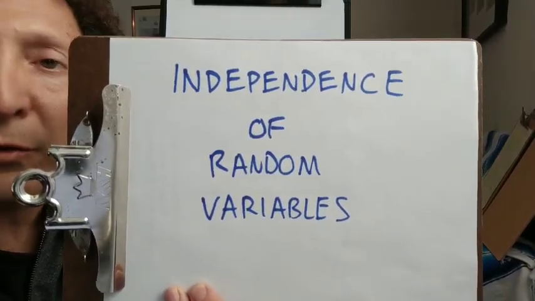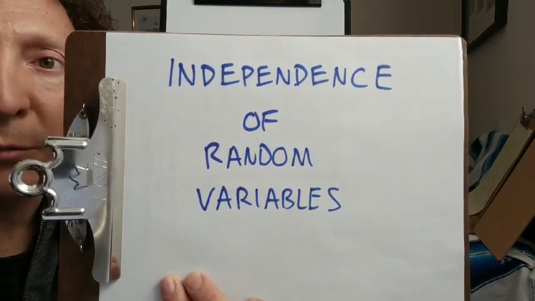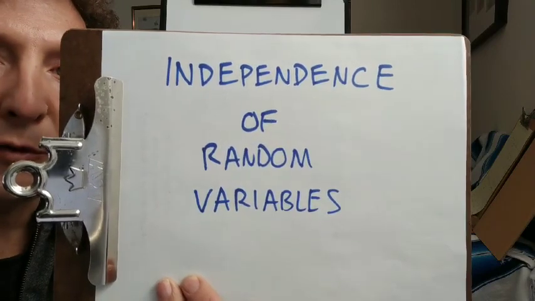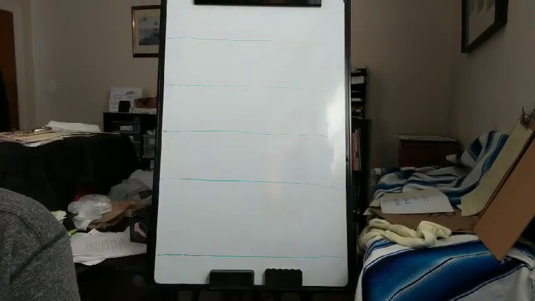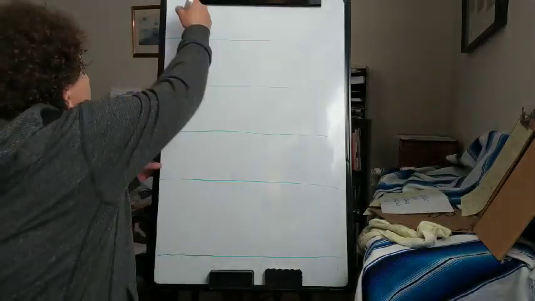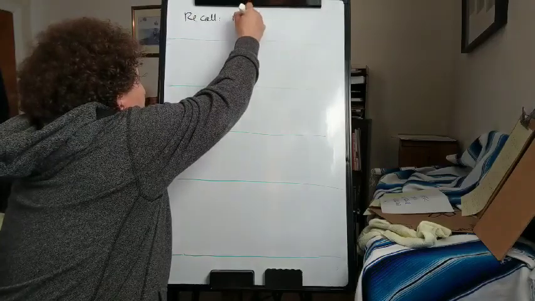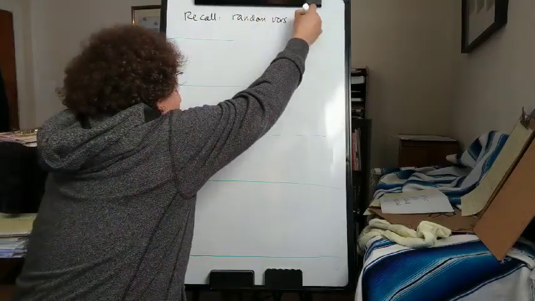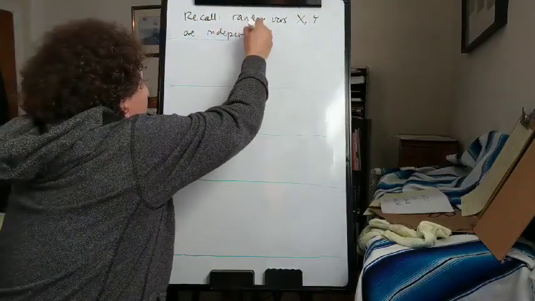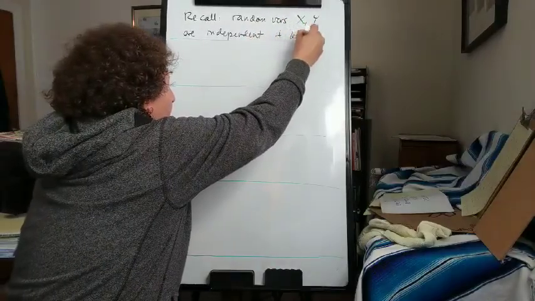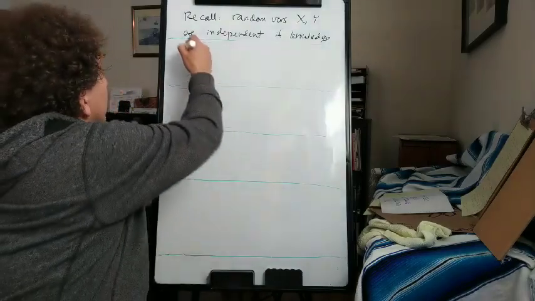We've talked already about what it means for two events to be independent and what it means for two random variables to be independent. Let's look a little more closely at what that means for the cumulative distribution function and the probability density functions. So recall that random variables x and y are independent if knowledge of one does not influence our opinion of the other.